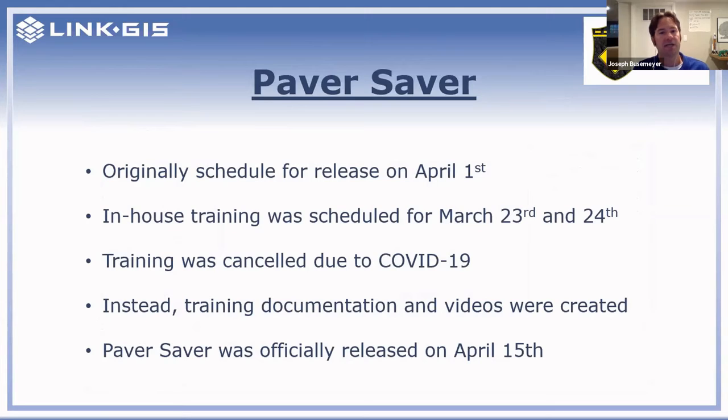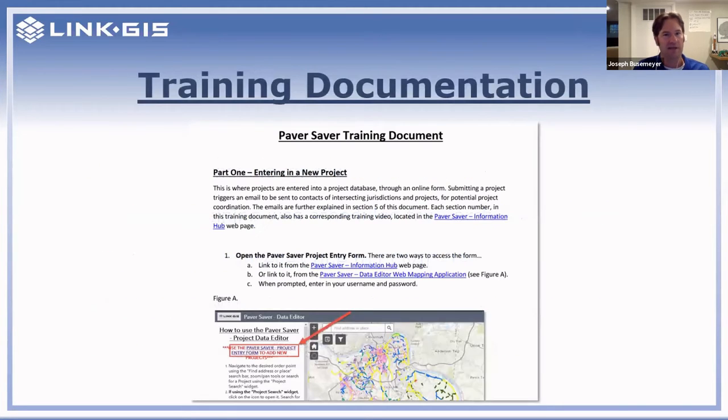So we had originally scheduled this for release on April 1st of this past year, 2020. We were going to do in-house training the week prior on March 23rd and 24th. And then something called COVID-19 happened and kind of threw all that out the window. So what we decided to do was, since we couldn't do the in-house training and we weren't really ready for virtual training, is we went ahead and created documentation and videos that walk people through the process of entering in new data and using the map editor. And that pushed our release date back a couple weeks, but I don't think there was any issue with that.